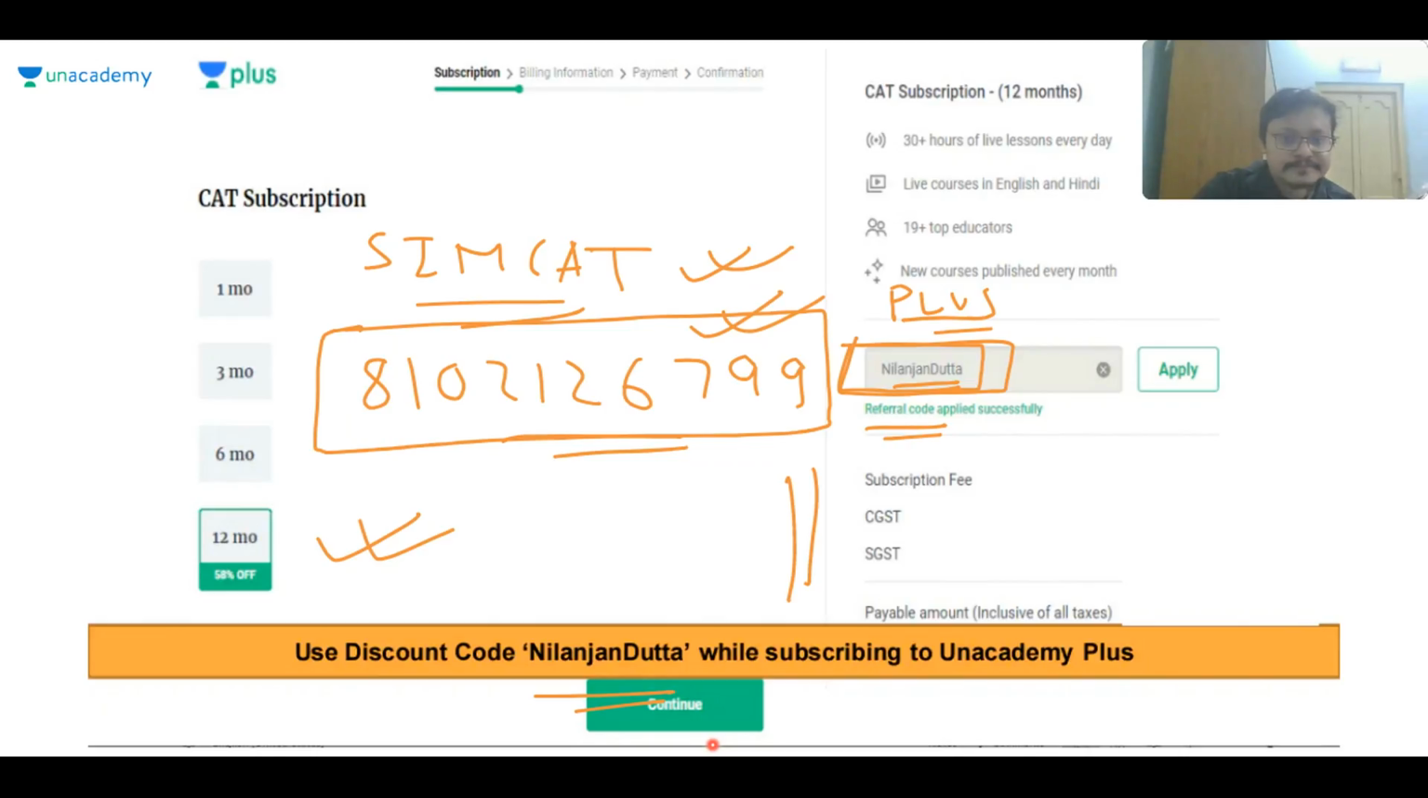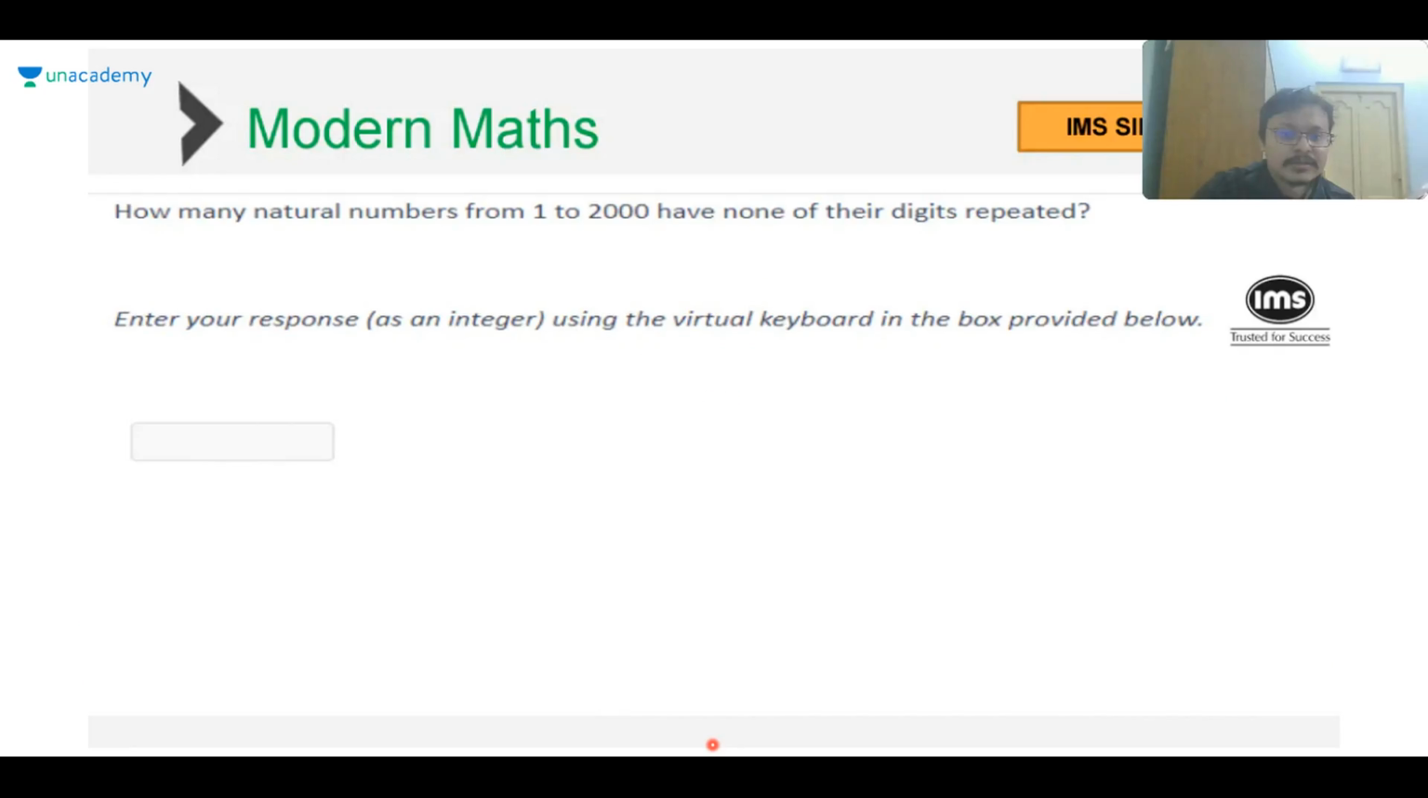Let's move on. Let's look at a theta question. How many natural numbers from 1 to 2000 have none of their digits repeated?